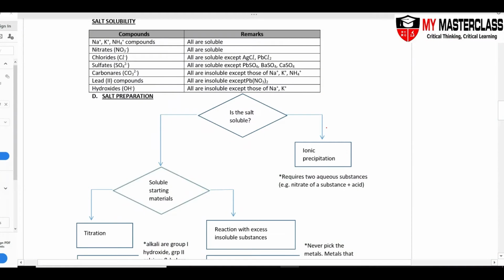So we learned about what are salts. Now we are going to look at the different salt solubility. Okay, why is this important? Is because when you write your chemical equation, you need to put in the state symbol.